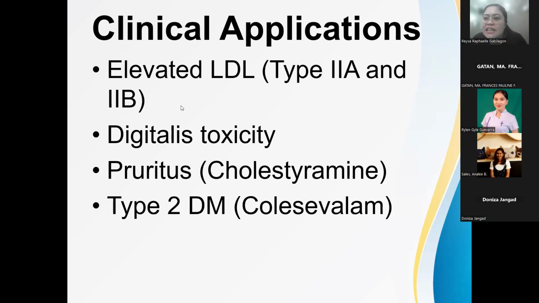Bakit nasali si digitalis dito, si digoxin? Kasi, di ba sequestrant sila? Aside sa na-sequester kasi nila yung bile, pwede din kasi silang mag-sequester ng digitalis. Didikit din sila sa digitalis, tapos may excrete yung digitalis. So kapag nasobrahan ang patient ng digoxin, for example, pwede natin siyang gamitin as antidote. Okay? And then aside from that, pruritus and type 2 diabetes mellitus.